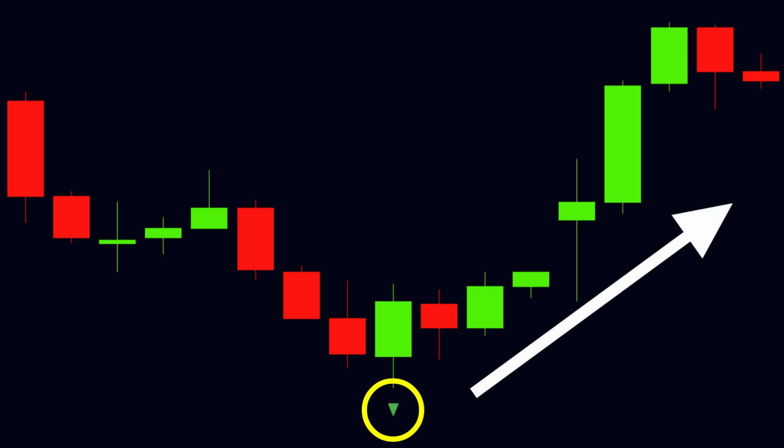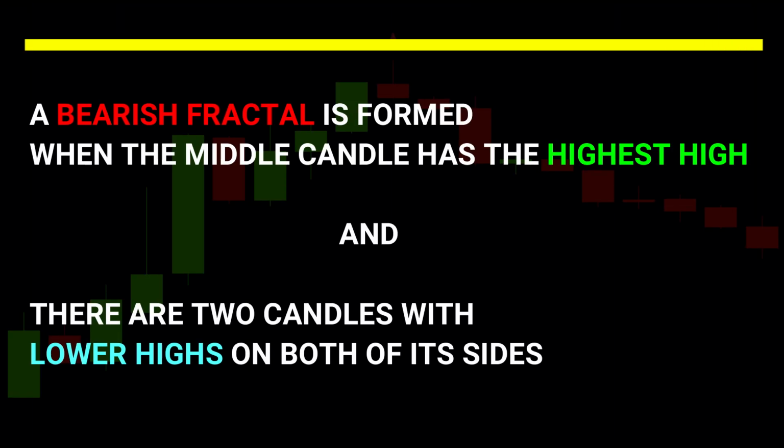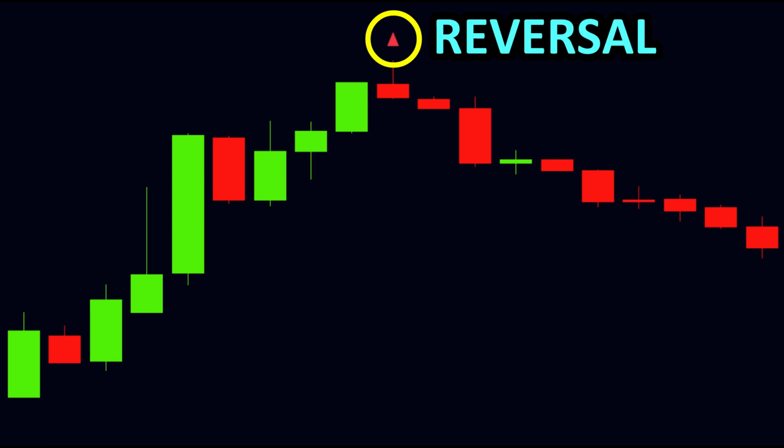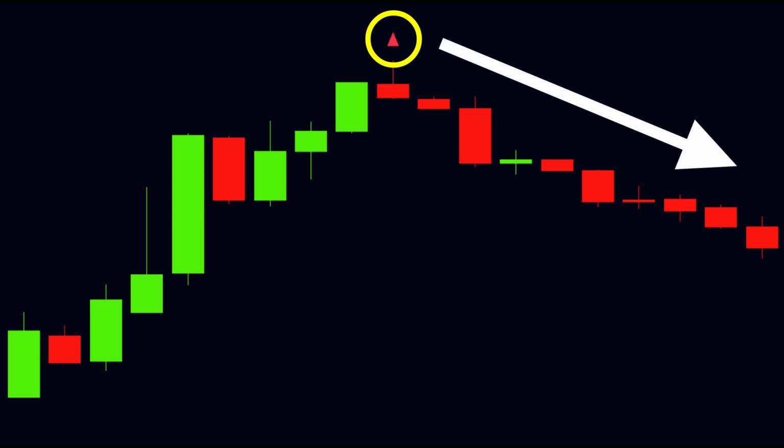Similarly, the bearish fractal is formed when the middle candle has the highest high, and there are 2 candles with lower highs on both of its sides. Here, this middle candle has the highest high, and the highs of its 2 previous candles are lower than it. Moreover, the highs of its next 2 candles are also lower than it. So, this is called the bearish fractal. When this type of bearish fractal is created, it indicates for the reversal that the uptrend may finish now, and from here, the price can move in the downward direction.